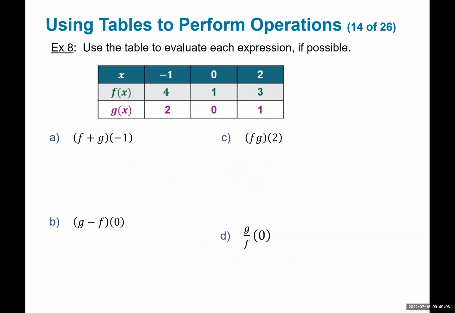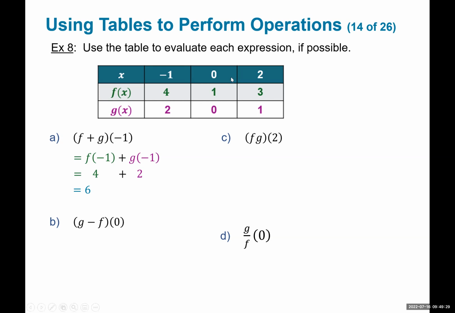From a table, it's the exact same thing as from the graph, but this time we don't have to interpret the lines on the graph. We have the values right in front of us. So f plus g of -1. Okay. When x is -1, f is 4 and g is 2. So you add those two together and you get 6.